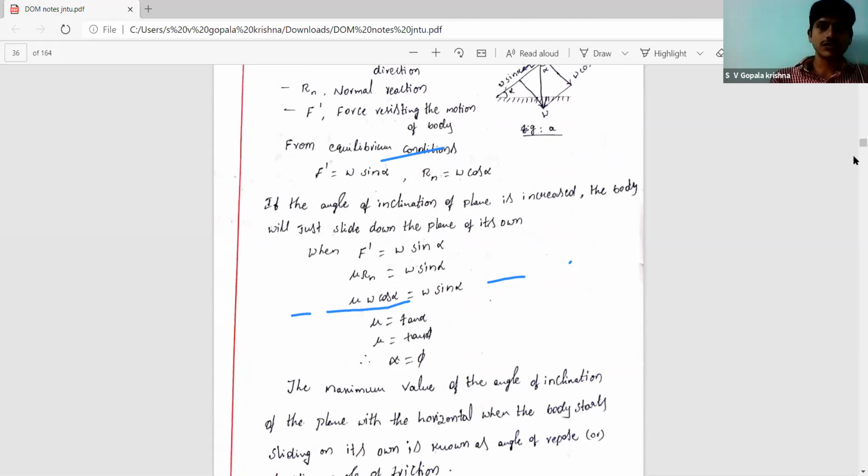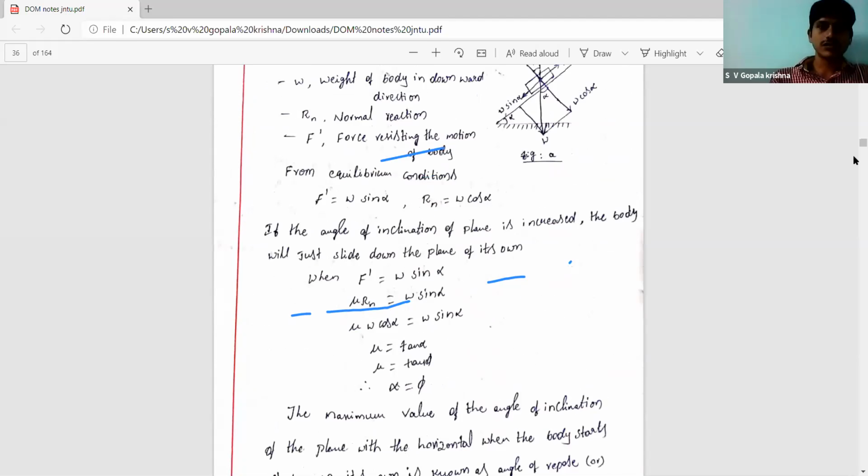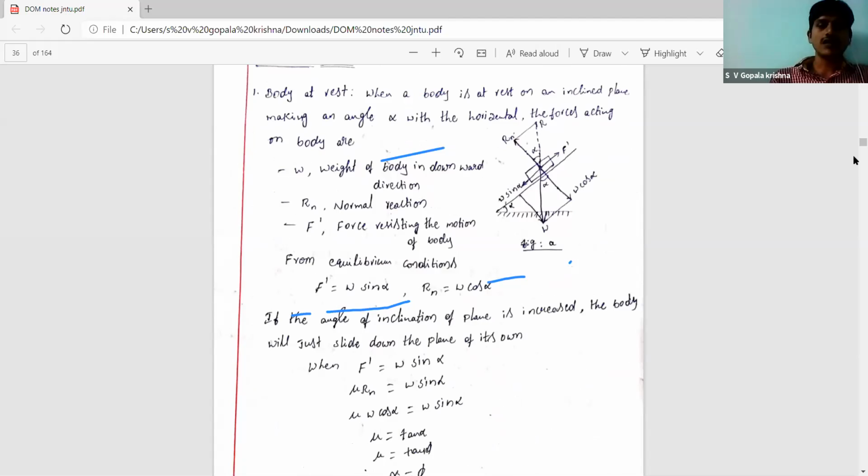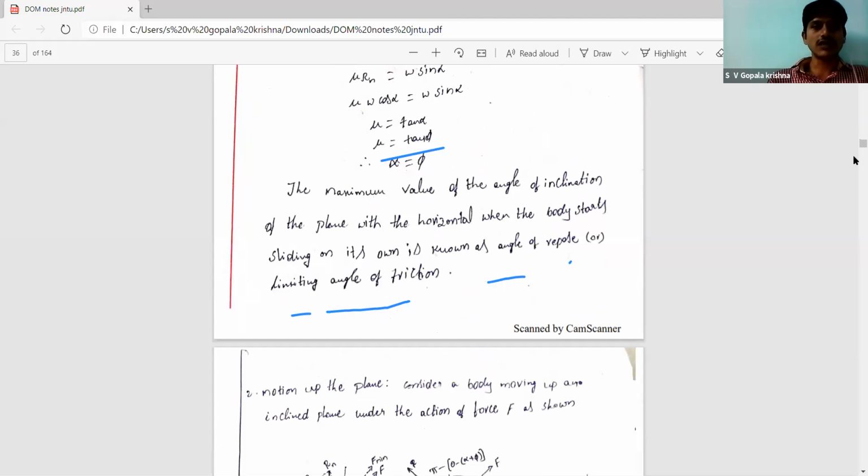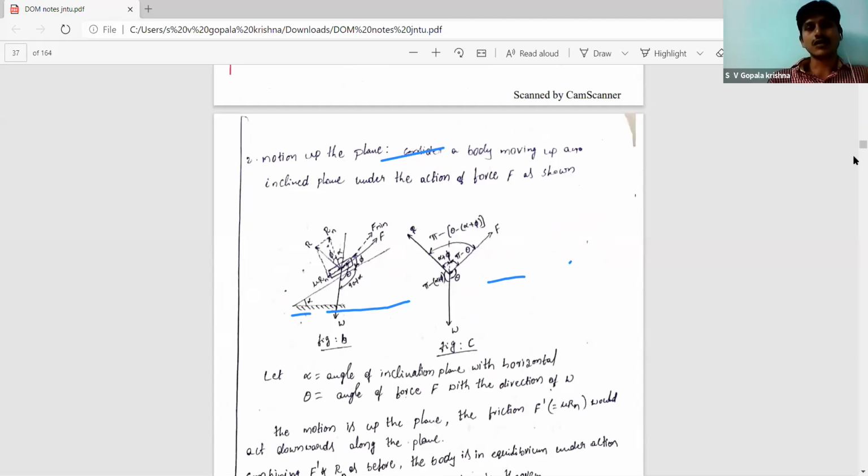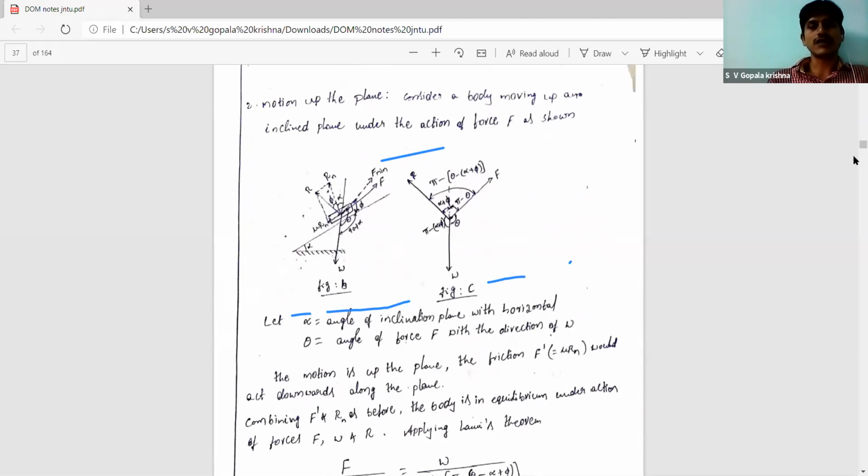So this is the easiest thing. So how many forces are acting there? When we have the forces and their directions, then we simply take the equilibrium conditions, and we will find the unknown values. So those are the pulling force values and our torque values. Those are already here. And the second one is the motion up the plane. So when the body is going up, how much force is required? That is also here.